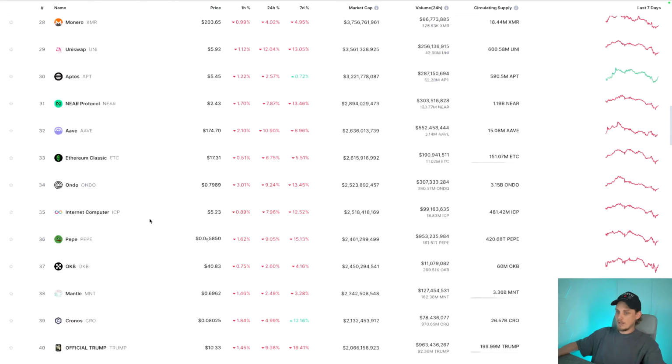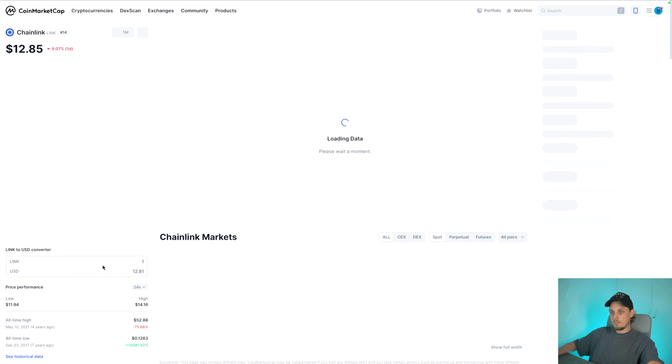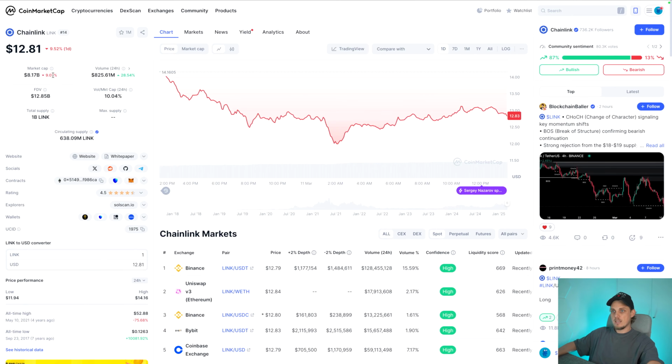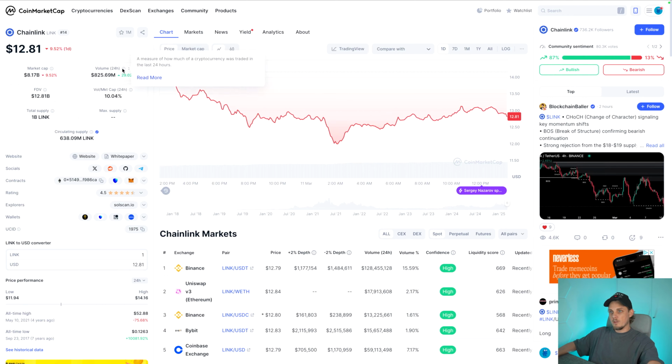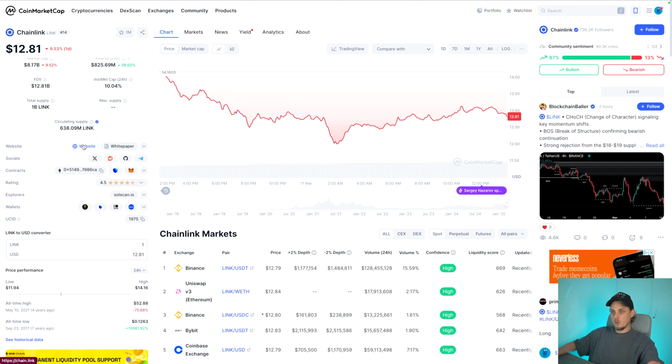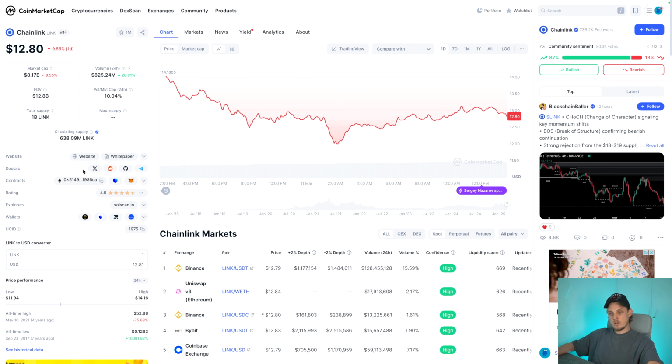So what you do is basically find any one of these coins, open it up, and here you can see the current market cap, the volume in the last 24 hours, and then you've got really important things like the website, the white paper that you want to look into to figure out what this coin actually does and what its uses are. You can also check out their social media accounts, see what the community is like, what they're posting.